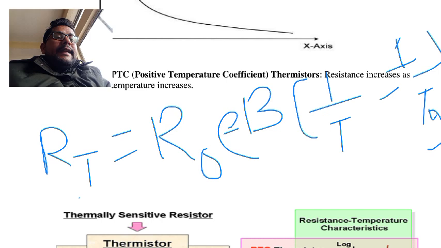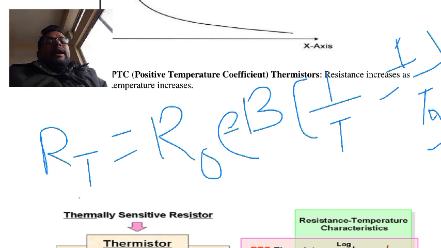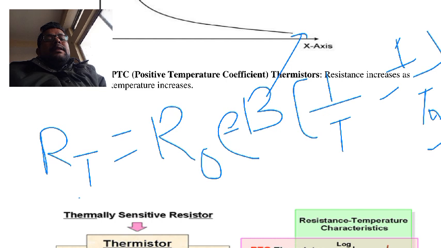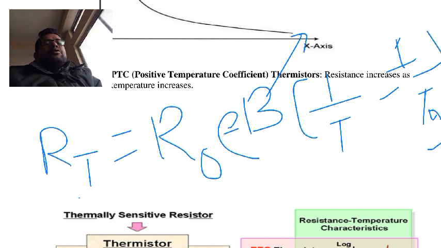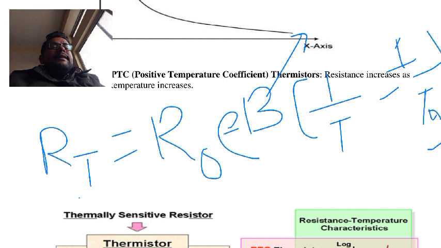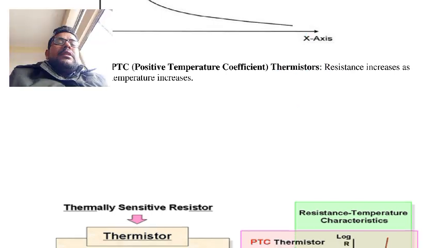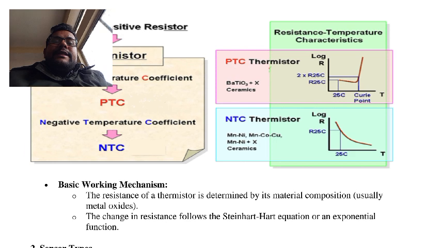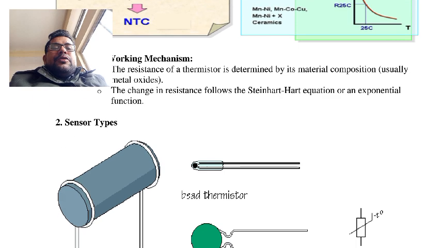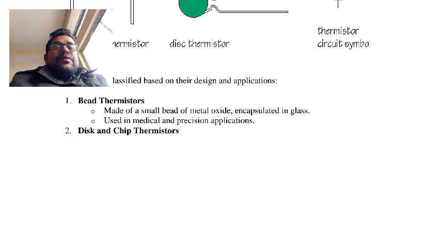This is T0. What value we have put at T0? Beta is called a material constant. It is decided based on which type of materials we have used. In this way, resistance decreases exponentially. According to this equation, the resistance will change. So we can use different types of sensors.